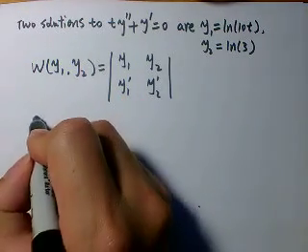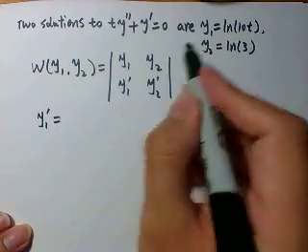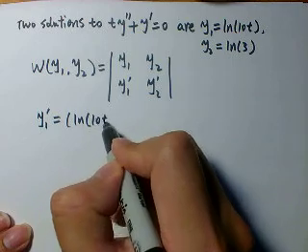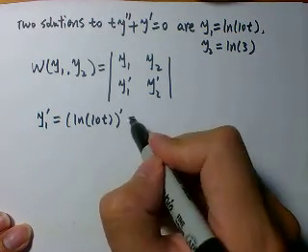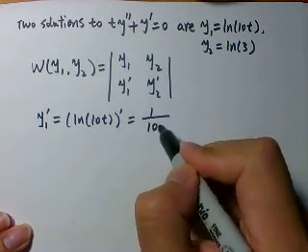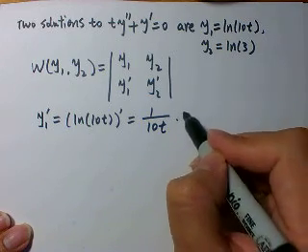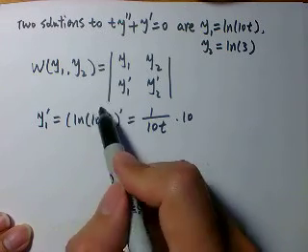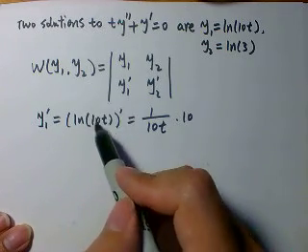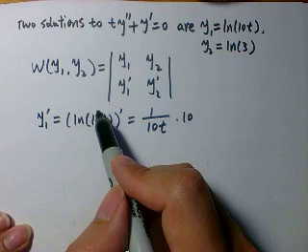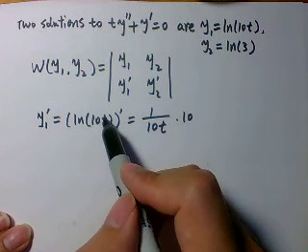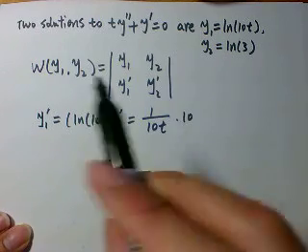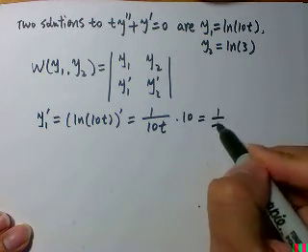Okay, so let's take a look. y1 prime should be the derivative of ln 10t, which is 1 over 10t times 10, right? Use the composite function and treat the whole thing as a body: 1 over 10t, and then take the derivative of 10t. The derivative of 10t is 10, right? So we have 1 over t.